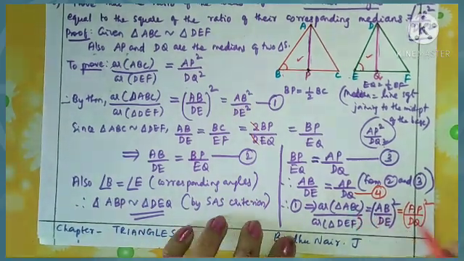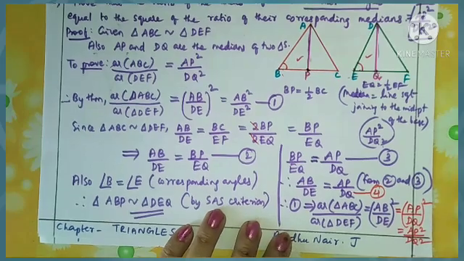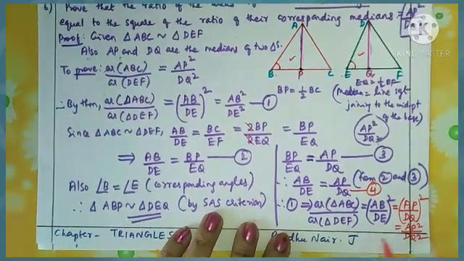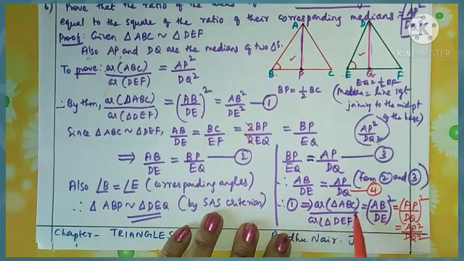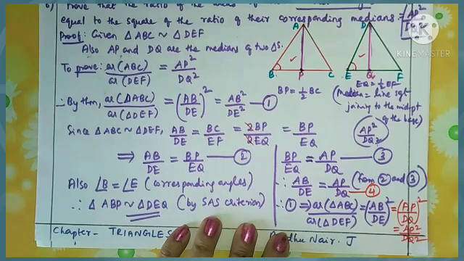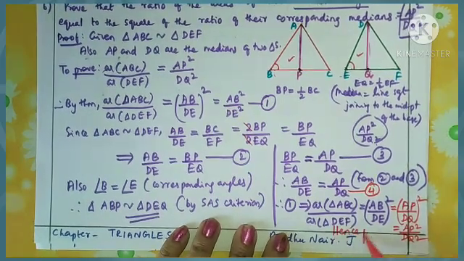That is equal to AP square by DQ square, you can also write. Both are correct. So this is the required result that we want: the ratio of the areas of the two triangles is equal to the square of the ratio of the corresponding medians. That is the required result, hence proved.